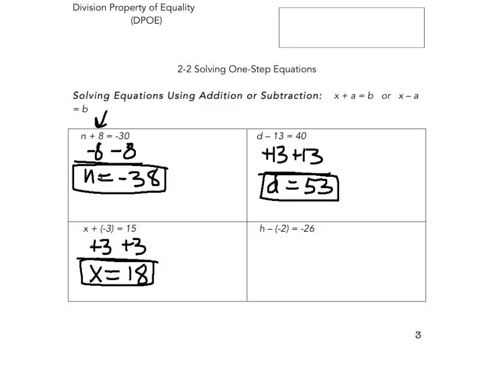Here, if I have a double negative of a number to a variable, remember, double negative makes everything positive. So now, it's the same thing as saying h plus 2. Since it's positive, I'm going to subtract 2 from both sides. Then 2 minus 2 makes 0, so I'm left with h, which equals negative 28, because negative 26 minus 2 is negative 28.